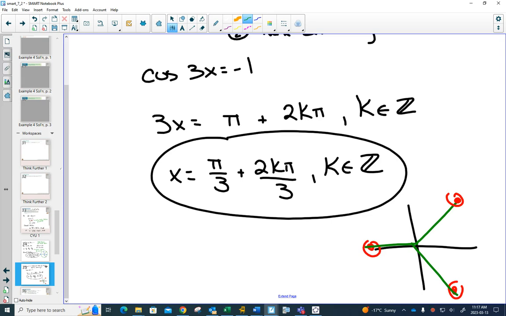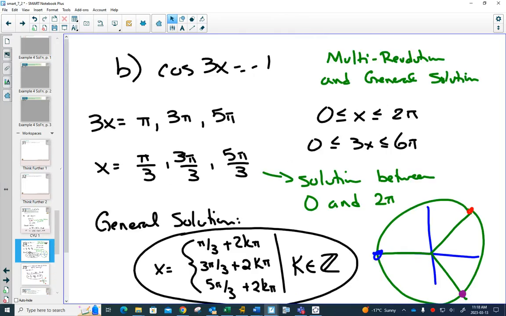So you have a choice if you have a multi-revolution and a general solution question together. And on the review that I'm going to give you, I'm going to give you both answers. Both with this method and with this method. Questions you can circle are 4, 8, and 9.